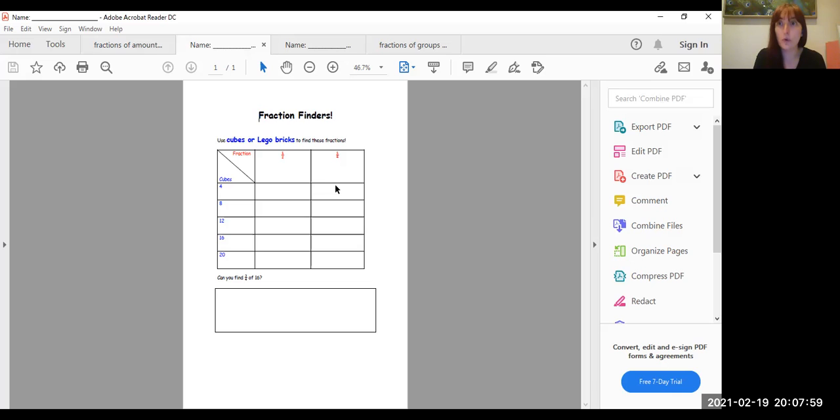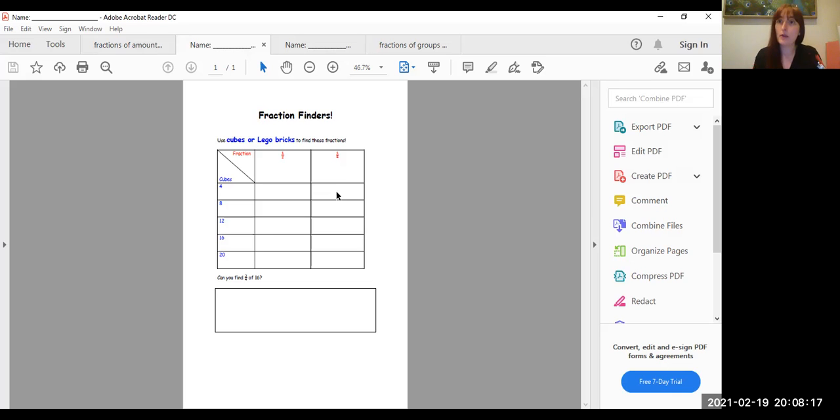Then I'm going to try and quarter it. So to quarter them, I'm going to have to split them into 4 groups, aren't I? 1, 2, 3, 4. 4 groups. How many have I got in one of those groups? Because I'm only interested in 1/4. I've got 1, haven't I? So I can write 1 in that box.